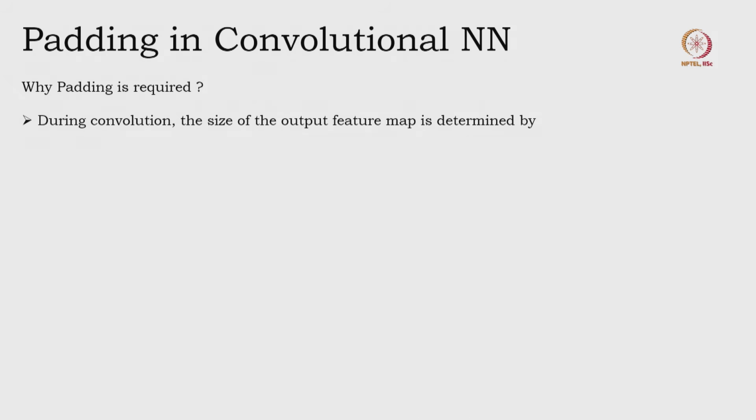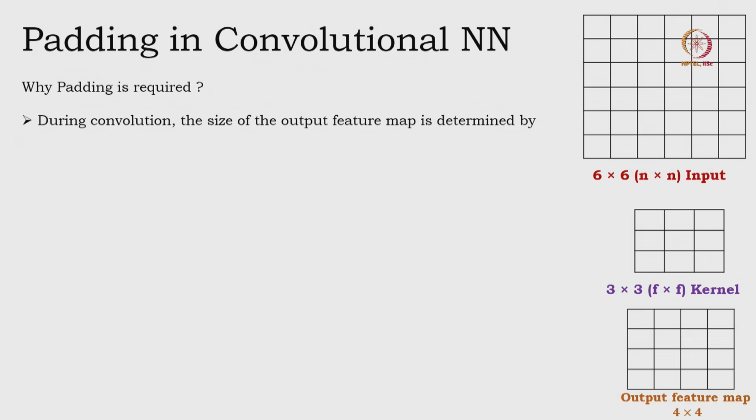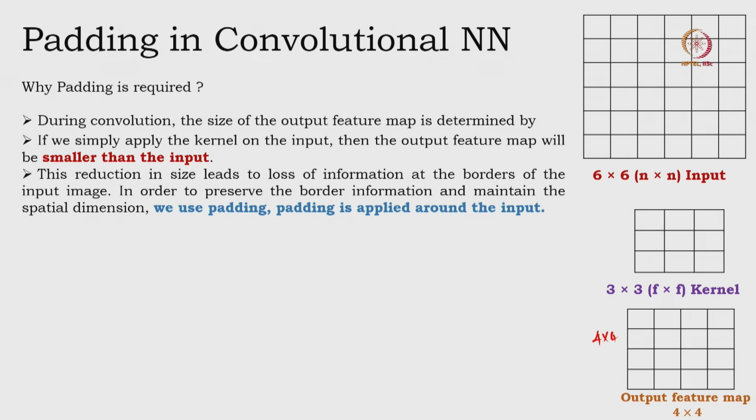Why is padding required? During the convolution operation, the size of the output feature map is mainly determined by the input. Then we have a kernel. By applying the kernel onto this input image, we get this feature map. Now, the problem with this feature map is that the size has reduced, so it is smaller than the original input. If the size has reduced, it means information is lost. Which information is lost? The information at the borders.